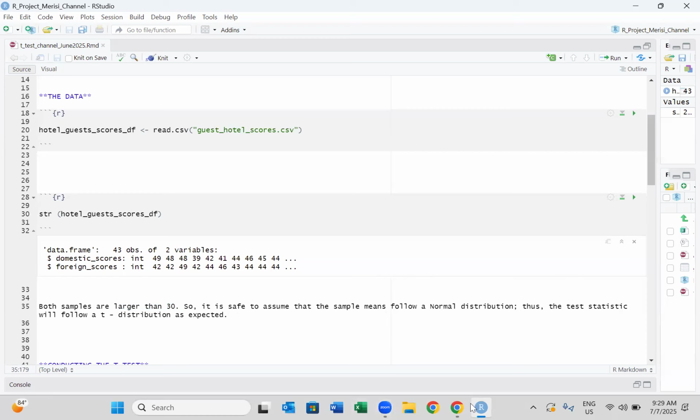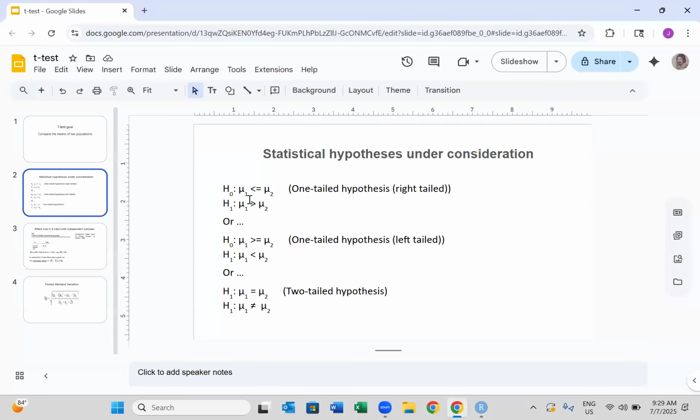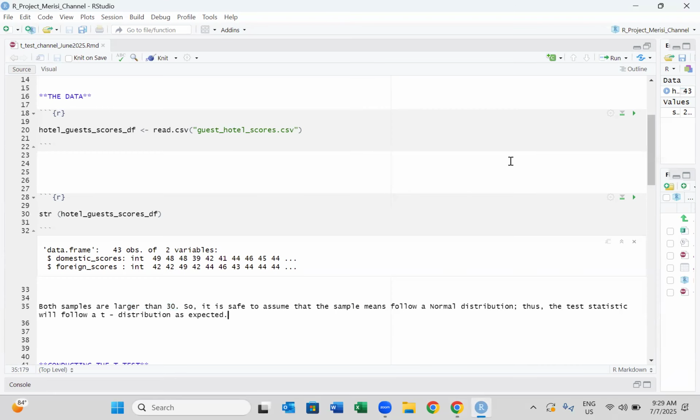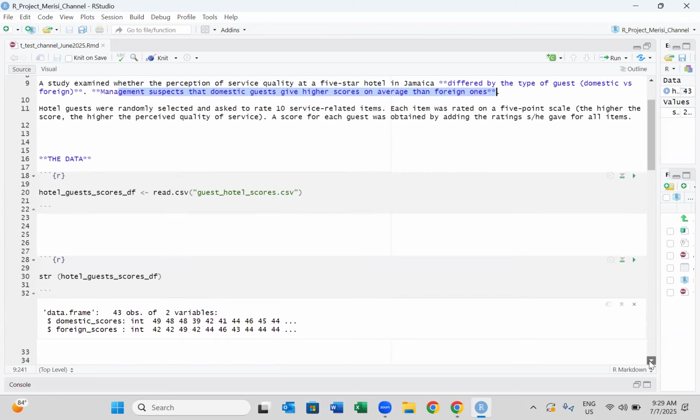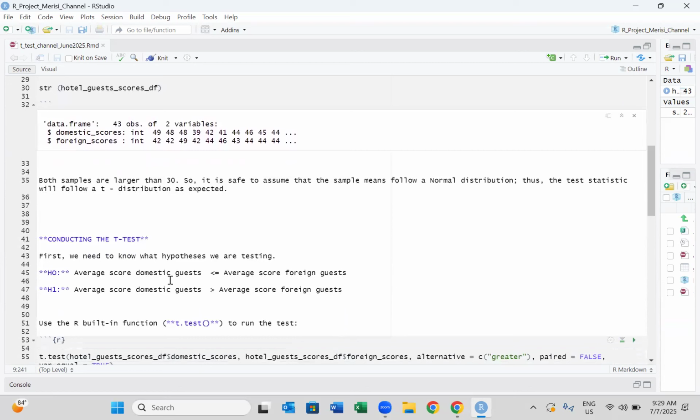Now, as I said earlier, when you're doing a t-test, you're actually testing a pair of hypotheses. So what is the pair of hypotheses we're testing here? It depends on the claim. What is the claim that we're trying to test in this specific problem? Well, this right here. That is the claim they want to find evidence for: the average for domestic guests is higher than the average for foreign ones.